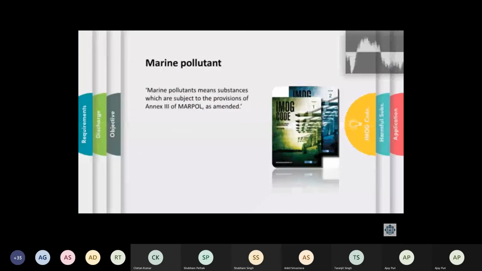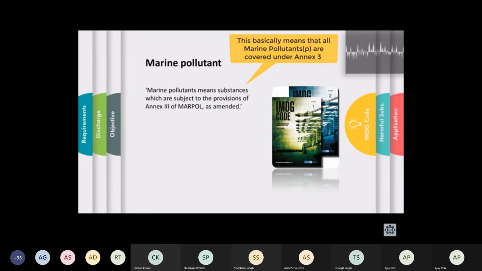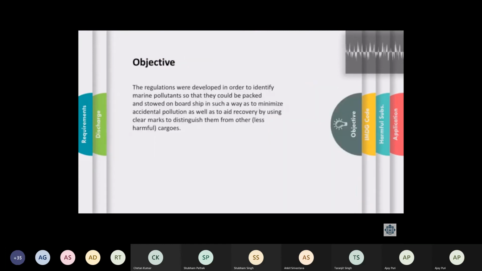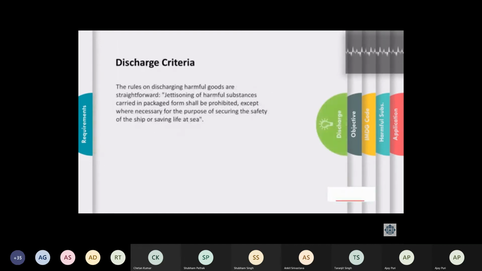In Volume 1 of the IMDG code, marine pollutant is defined as substances which are subject to the provisions of Annex 3 of MARPOL as amended, and this is the marking which is used for marine pollutant. If you want to know more about the IMDG code, click the link in the description below to watch the video on the IMDG code. By now, I hope the main objective of Annex 3 is clear to you. The regulations of Annex 3 were developed in order to identify the marine pollutants and transport them in such a way as to minimize marine pollution, and also to distinguish between the cargoes which are marine pollutants and which are less harmful.